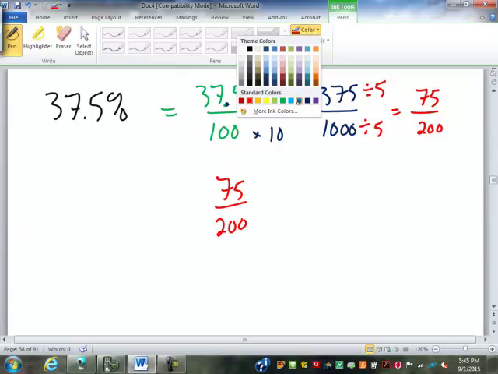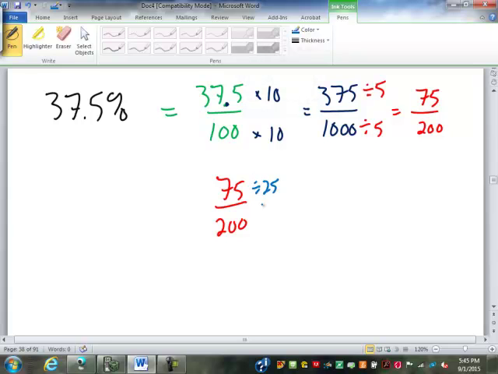We can still reduce by 25, I heard somebody say back there. 75 divided by 25 is 3. 200 divided by 25 is 8. So 37.5% is 3/8 as a fraction.